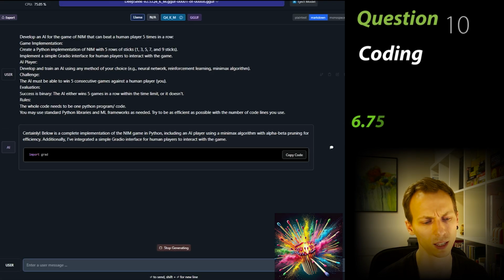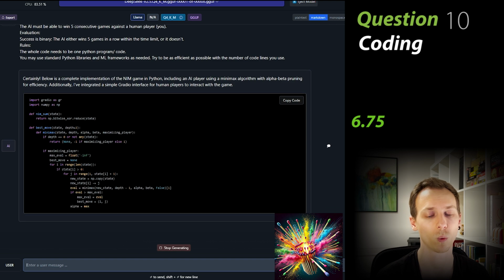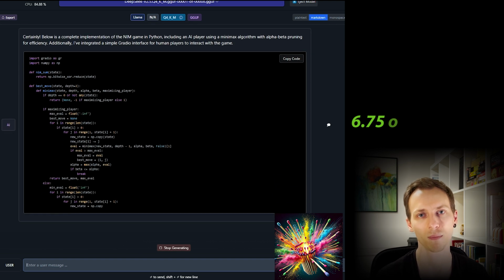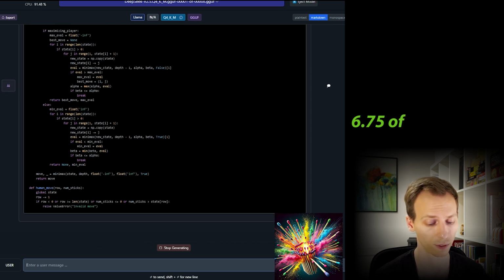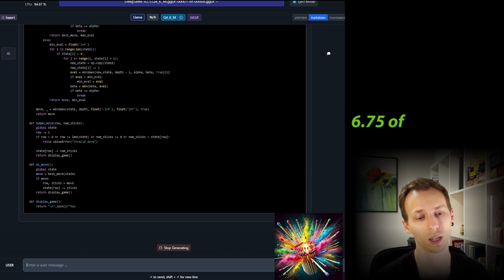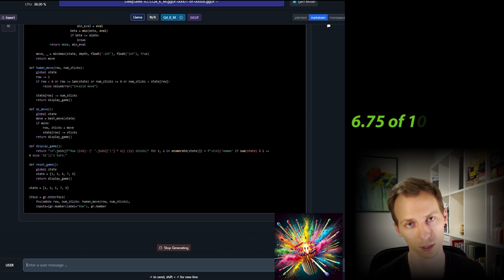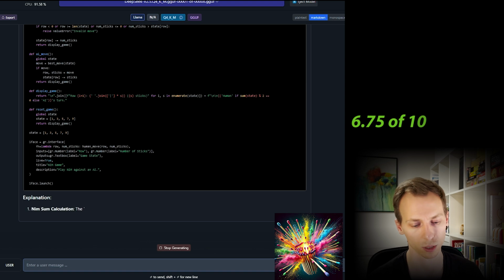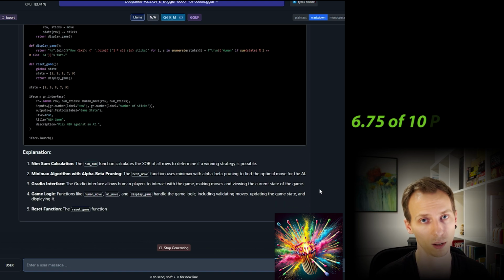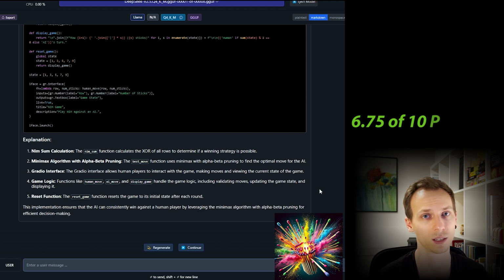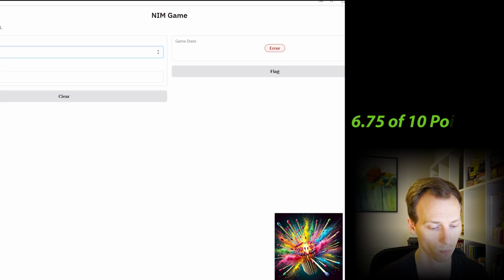Now for the last one, it needed to implement a NIM game. If you play the NIM game, you have matches laying on a table in rows. In the first row, you have one match. In the second row, you have three. In the third, you have five, seven, and so on. You can play with how many you want. Each player may take as many matches out of one row as he or she wishes, but you may only take from one row.